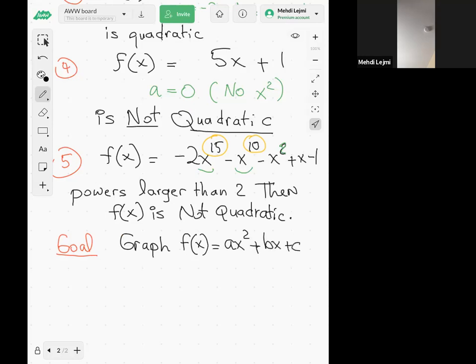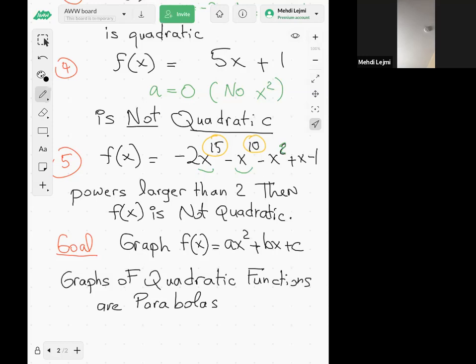So actually, the graphs of quadratic functions are called parabolas. Okay, so graphs of quadratic functions, they are called parabolas.